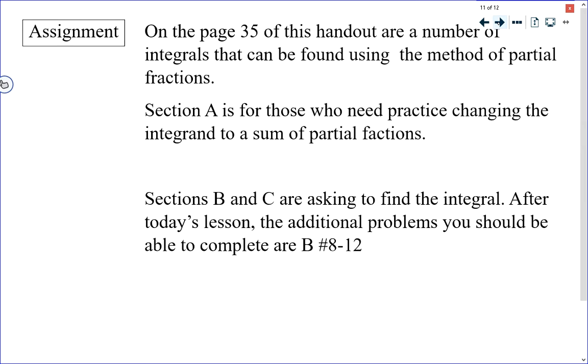So now, when you take a look on page 35, remember section A is just practice in resolving things into partial fractions. I believe I had told you for section A there was only, I think, 1 to 6 that you could do. You now should be able to resolve all of them in part A into partial fractions. But the additional problems that you now know how to do are the ones in part B, 8 through 12. I hope you're able to follow that, and good luck if you're going to choose to practice some of these.